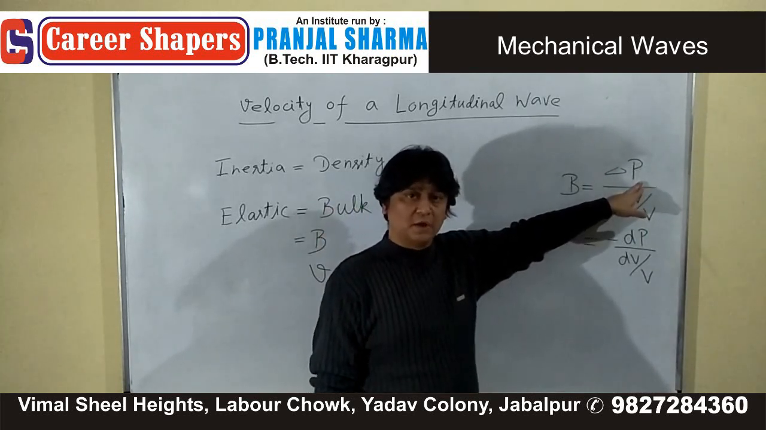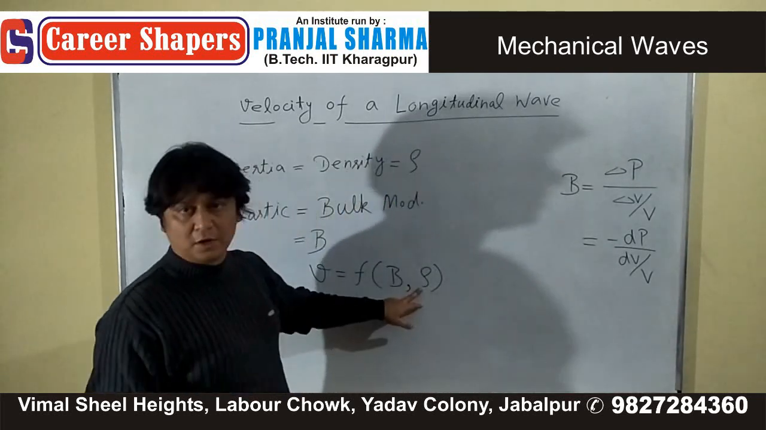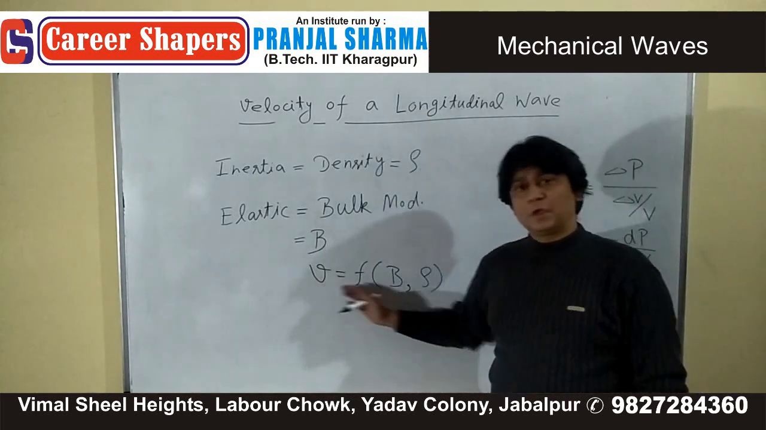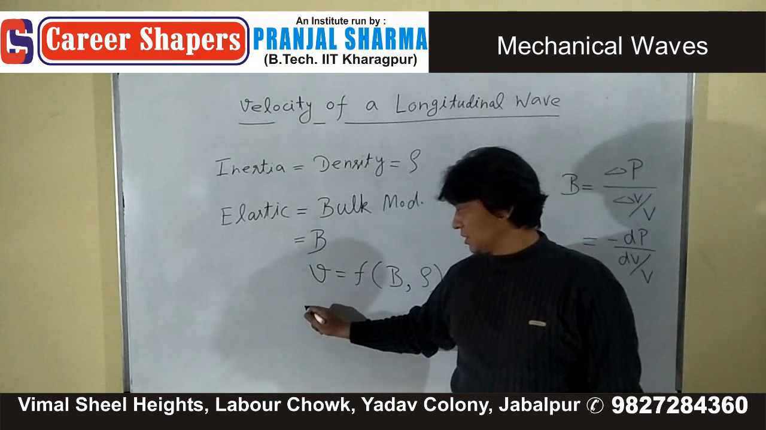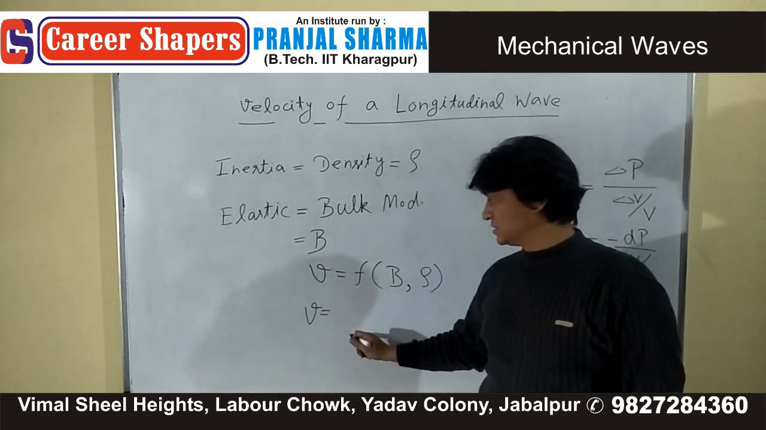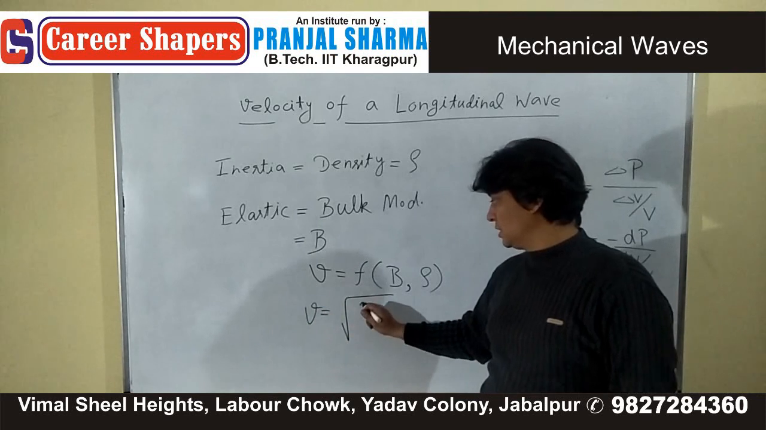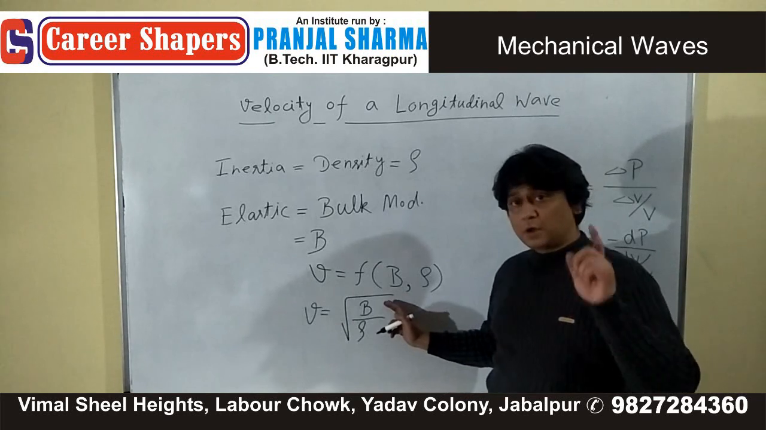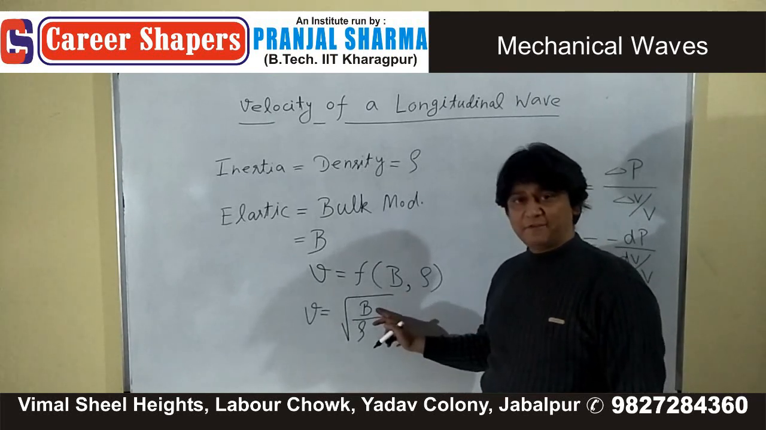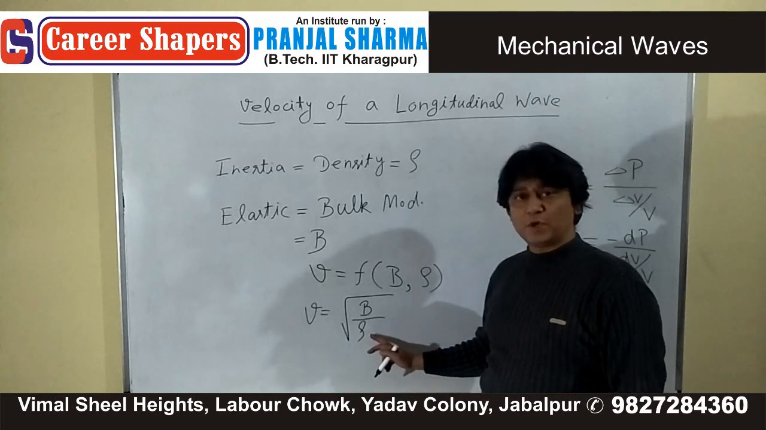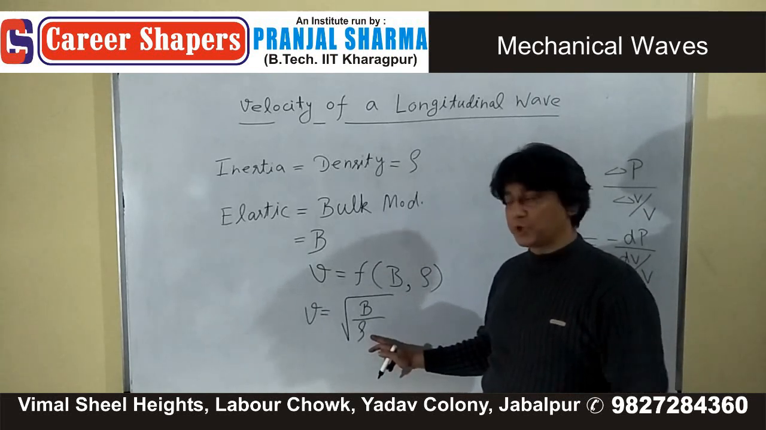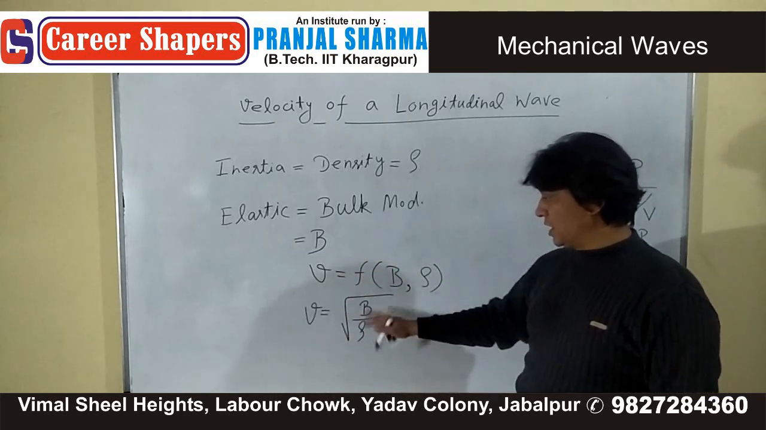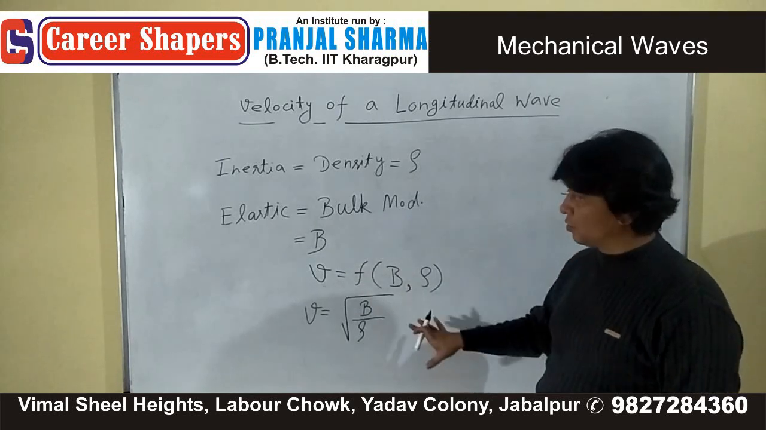Newton per meter square, force upon area. Density, you already know, is mass divided by volume. Using dimensional analysis, you will arrive at this result: root over B divided by rho. For rho, this thing was F, tension force. This thing was mu, mass per unit length. For a sound wave traveling in a medium, velocity is given by root over B divided by rho.